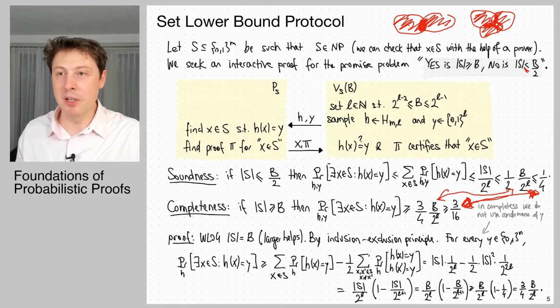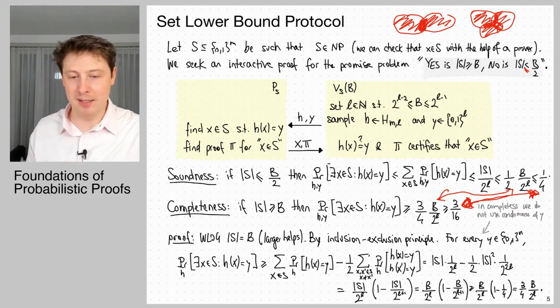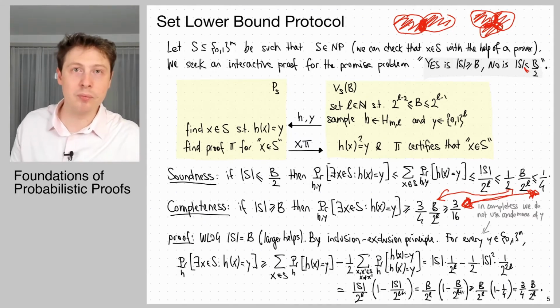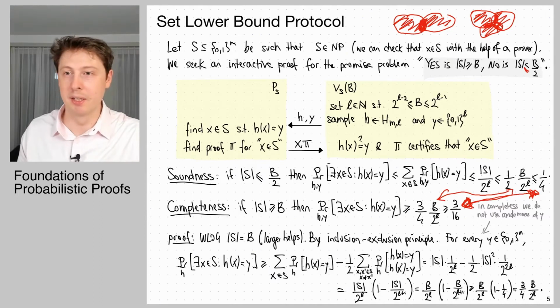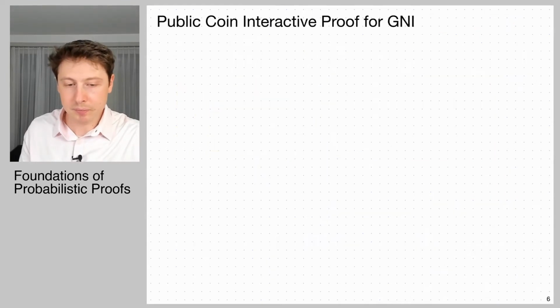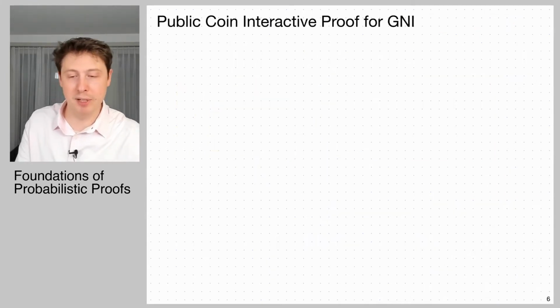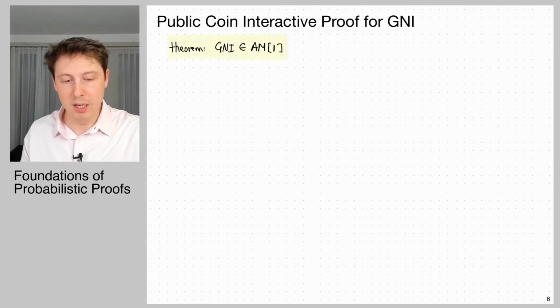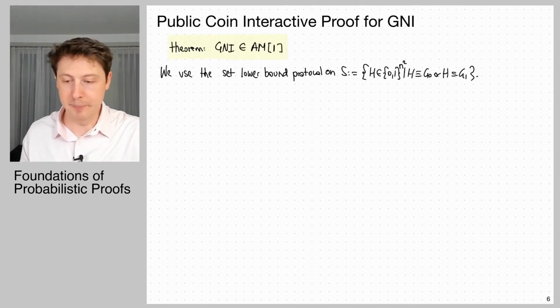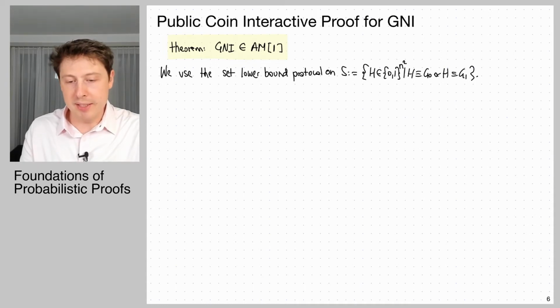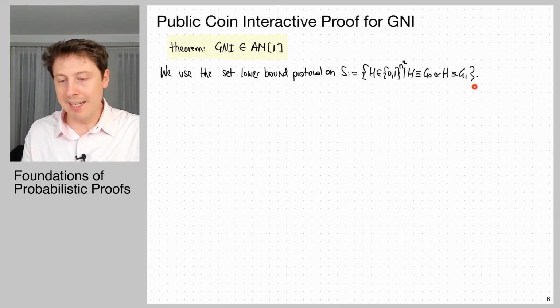All right, so if not, now we're going to apply the set lower bound protocol to the application at hand. Our application at hand was graph non-isomorphism. So let's come back to it. We want to design a public coin interactive proof for graph non-isomorphism. That's the theorem we want to prove. I stated it earlier. Here we use the set lower bound protocol for this set that I highlighted earlier.